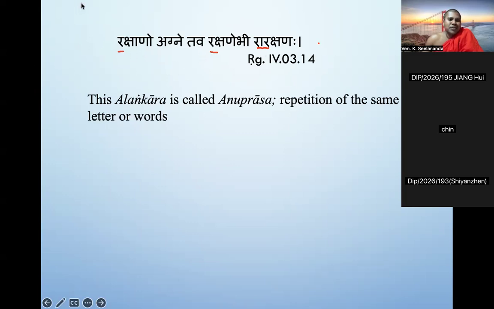Rakshano, ra. This letter is also ra. This is ra, ra. Similar letters repeat. This one, sh, the second letter of this word. Sh, shano, shani, ra, rakshana.